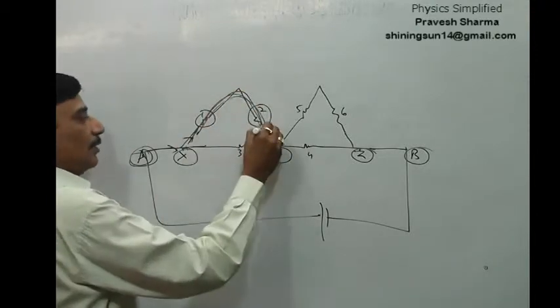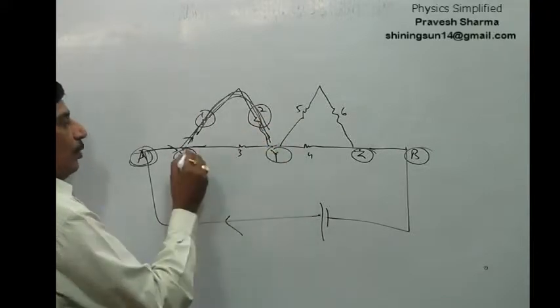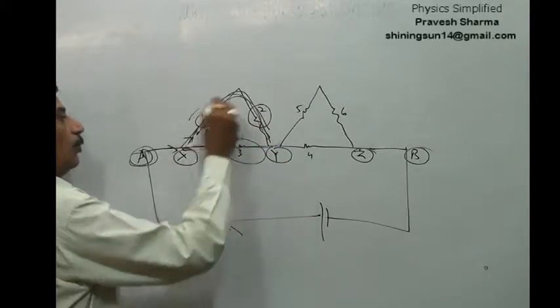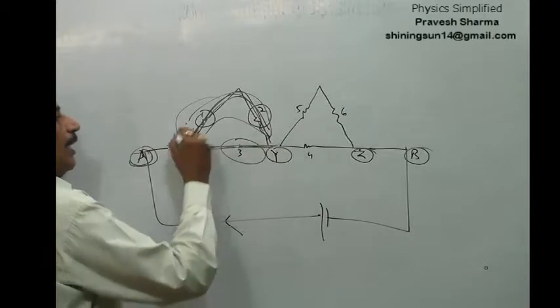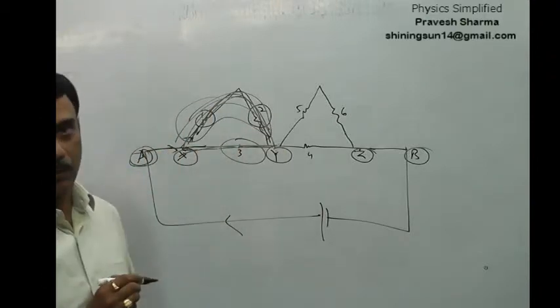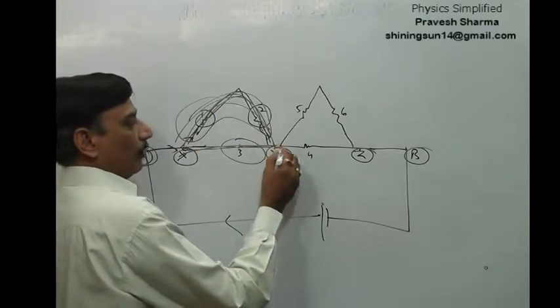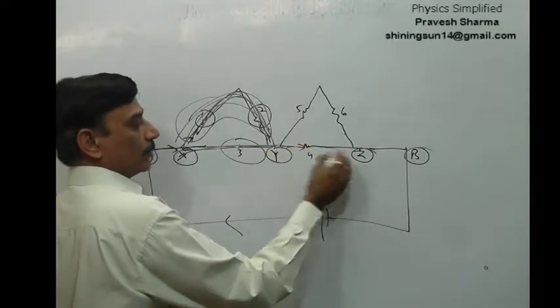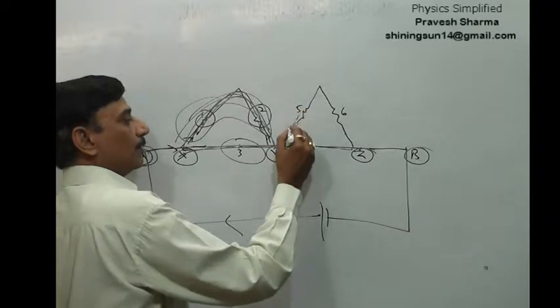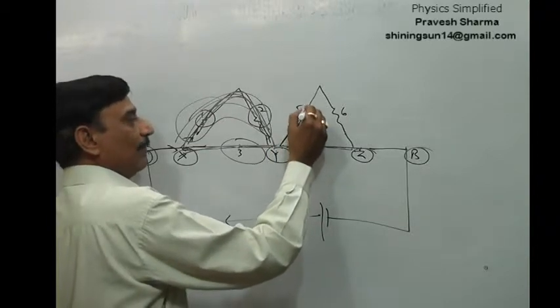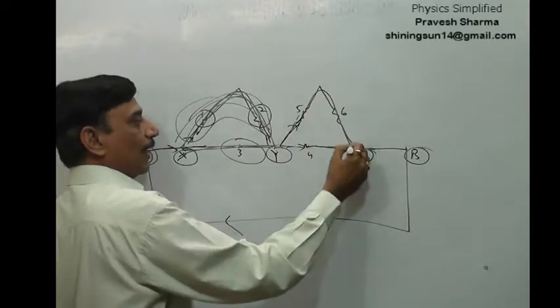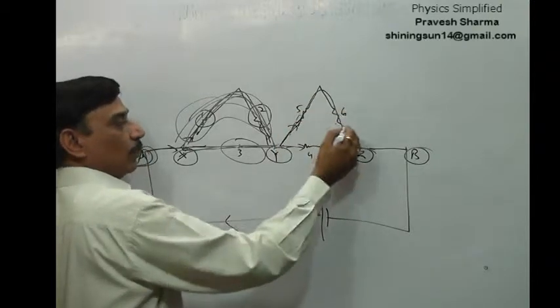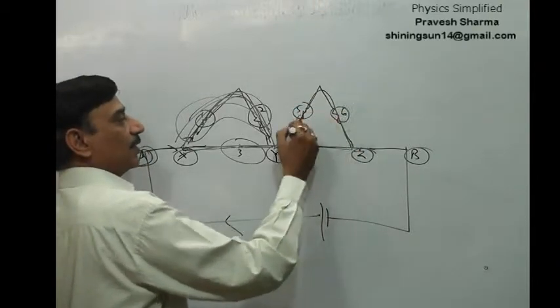Now you have two options to go from X to Y. One is you can take this path, or you can take this path. So this and this are in parallel combination. Similarly over here, from Y to Z, how can you go? One is you can directly go this way, or the other is you can take this path. Once you set in, you will come across 5 as well as 6. So 5 and 6 are on one path. So 5 and 6 resistors are in series.